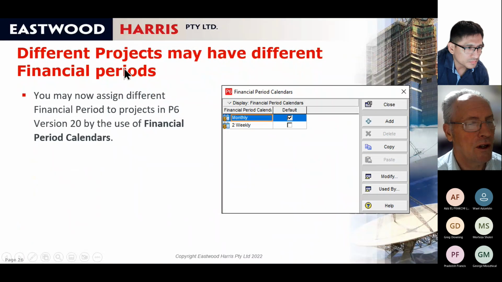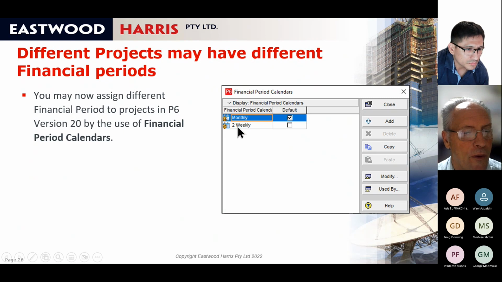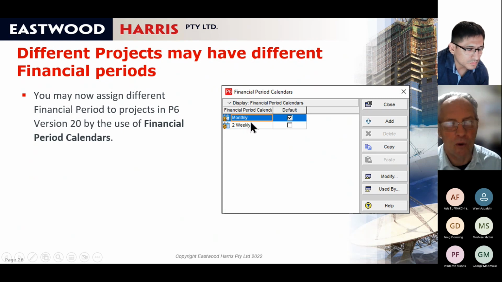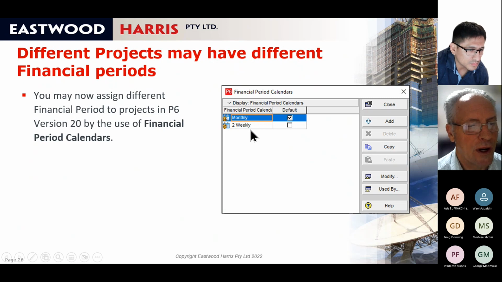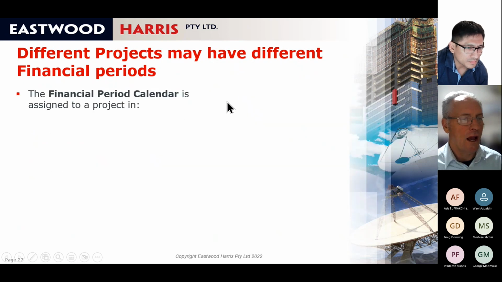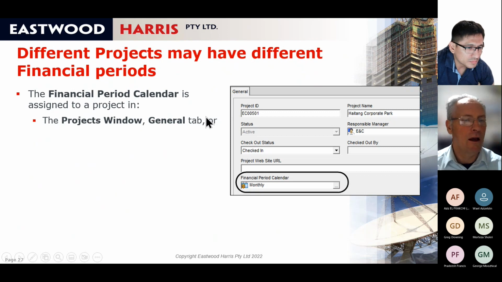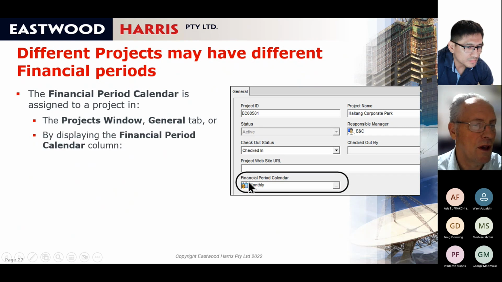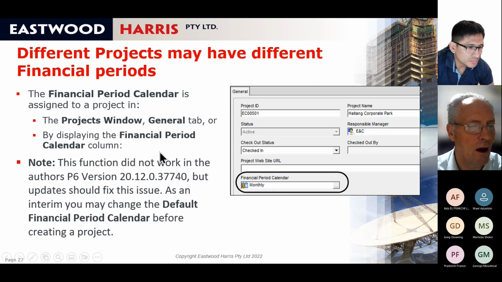So now in version 20, you can have multiple financial periods. In earlier versions, you could only have all the financial periods for all projects being either weekly, monthly, yearly, or fortnightly. In version 20, you can have multiple financial periods, and then you can select which financial period each project uses. You'll find that in the project window general tab, there's a new tab where you select which financial period the project uses. So this does allow you to have multiple financial periods.